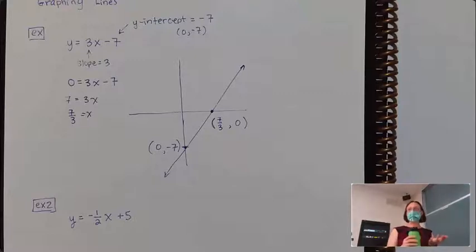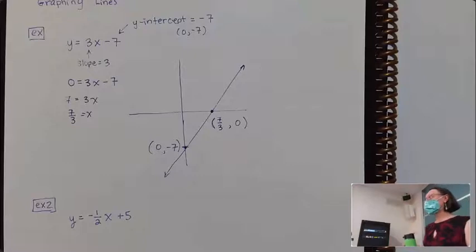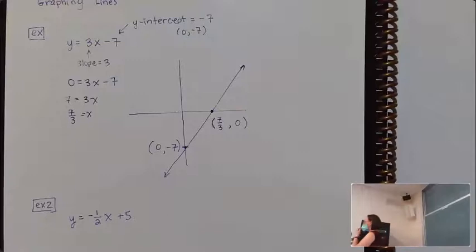Remember, you don't have to use graph paper. You don't have to have little tick marks. I do expect 2 points to be labeled. So you can plug in the 0 for x, get the y by itself, plug in the 0 for y, get the x by itself.